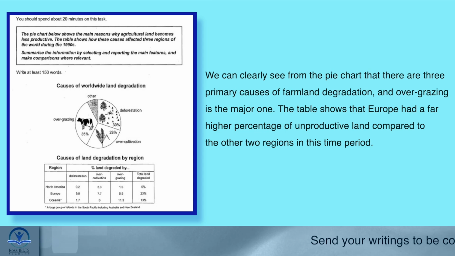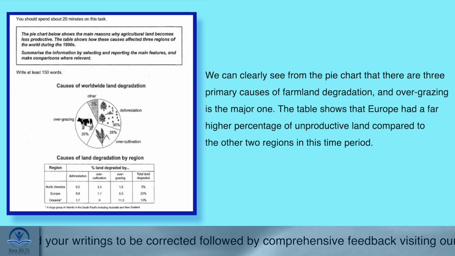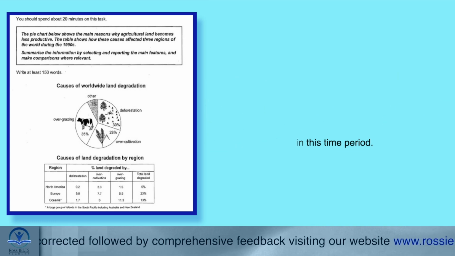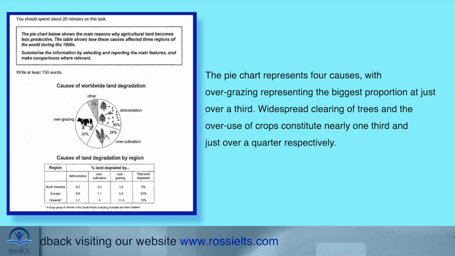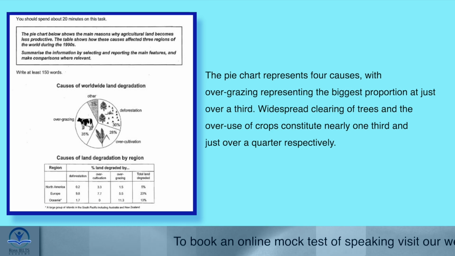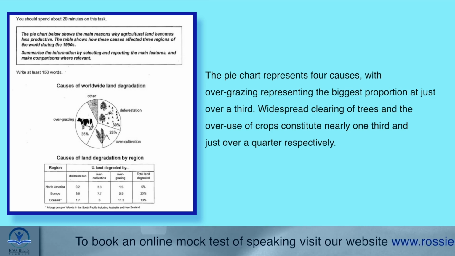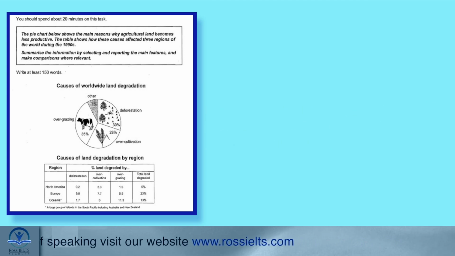Also, you should remember that I am using the present simple for the pie chart because there is no date, and the past tense for the table because it was in the 1990s. The pie chart represents 4 causes, with overgrazing representing the biggest proportion at just over a third. Widespread clearing of trees and the overuse of crops constitute nearly 1/3 and just over a quarter, respectively. Here I have talked about the pie chart by using synonyms for the causes and proportions and fractions for the data.